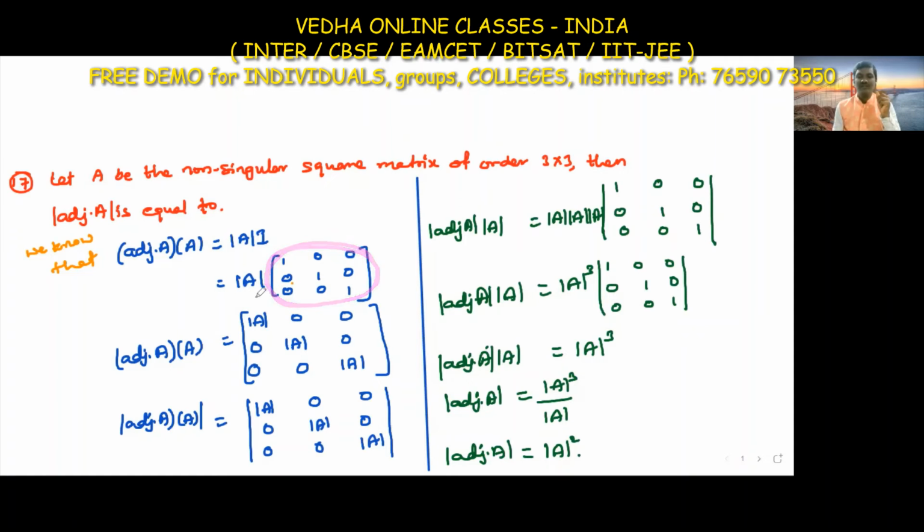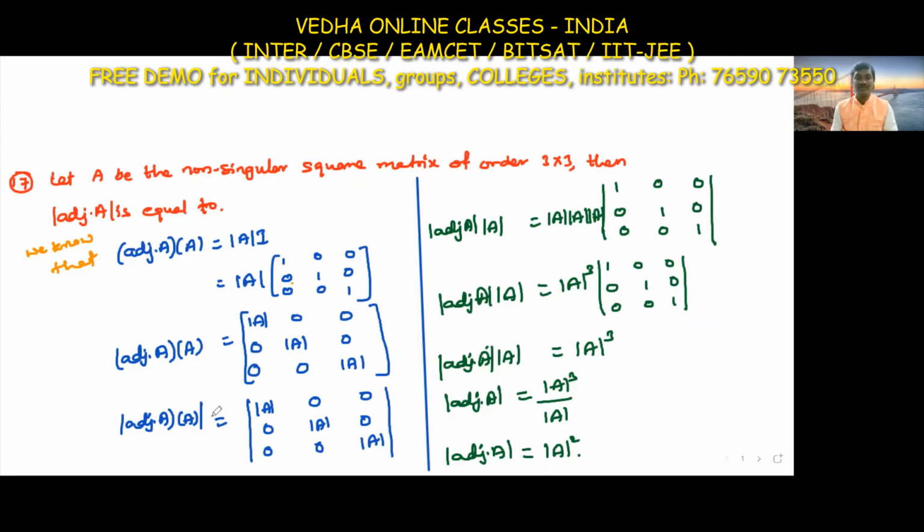After that, multiplying inside with the det A: det A into 1 gives det A, and the 0s stay as they are. Again here we get det A and here we get det A. The remaining entries are all zeros only. Now I am taking the determinant, applying determinant on both sides.